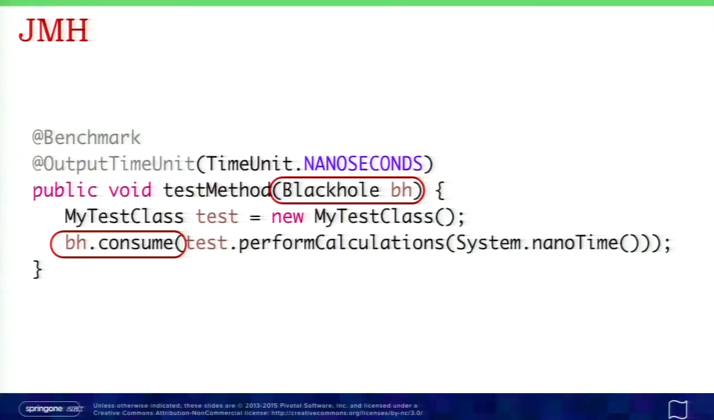I also want to point out that I'm passing in this black hole. The black hole is designed to help you. You want all the work to be there, you want the work to be in the benchmark, but you want to make sure that the JIT's not going to optimize out that work. So you just pass your results to the black hole. That ensures that the code and the work won't get optimized away.